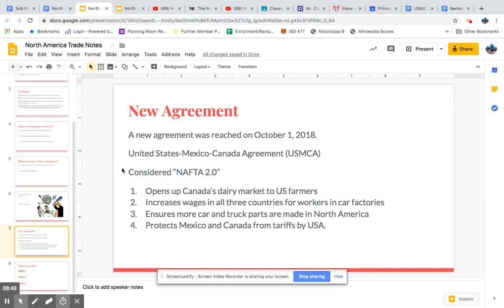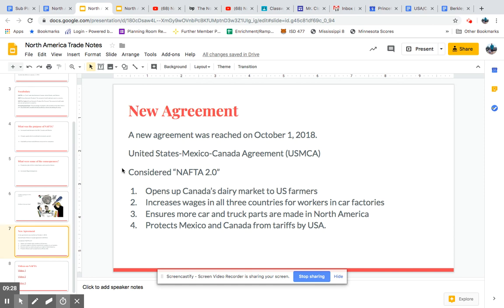One, it opens up Canada's dairy market to the U.S. farmers, opens up some of the dairy farming to the U.S. farmers. Two, it increases wages in all 3 countries for workers in car factories. We talked about how jobs were leaving the United States to Mexico and factories. So in the auto industry, in the car industry, it increased what the wages have to be for workers that are working in car factories, regardless of what country they're in. Three, it ensures that more car and truck parts are made in North America instead of getting parts from Asia, from other countries overseas. It ensures that the car and truck parts are made in North America, keep those jobs here. And then four, it protects Mexico and Canada from tariffs by the United States.